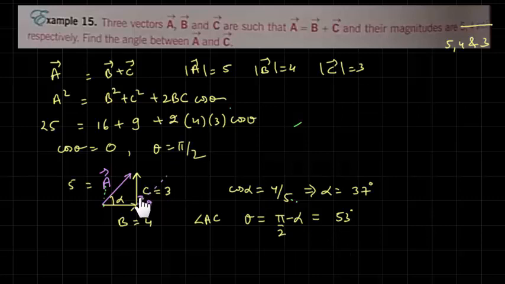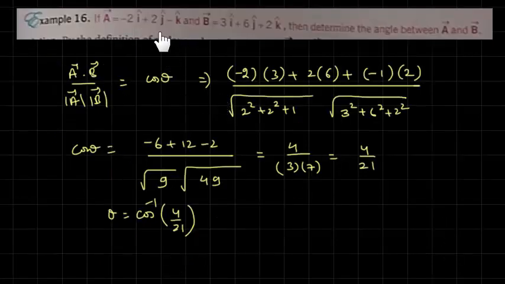So this was the theta, which is the angle between A and C, and this alpha is the same as pi by 2 minus theta, as you can see here. So if I zoom in, this is C, this is A, so this is theta, the angle between C and A, and this is alpha, which is this angle, and this is also A.